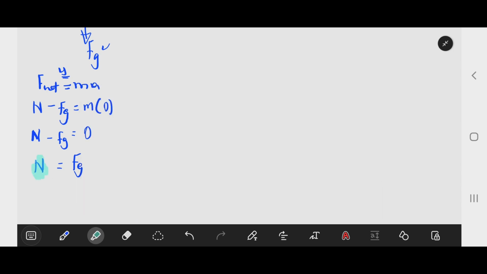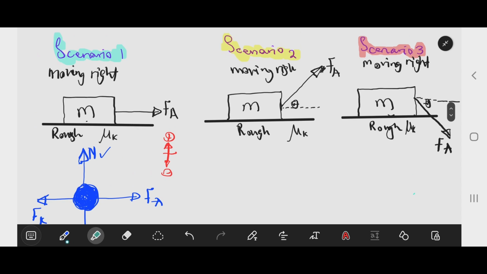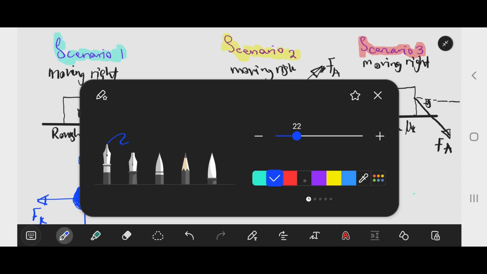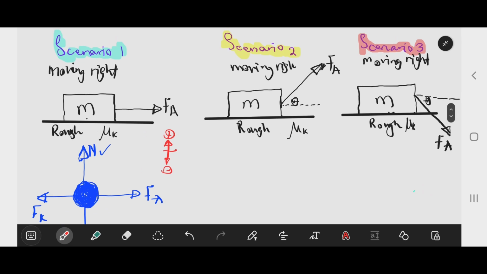So now we have the normal force being equal to Fg. So that is how we calculate our normal force for the first scenario. And you can calculate Fg by saying Fg is equal to mg, right? Okay, so my normal force is equal to Fg, which is mg for the first scenario. So let us go to the second scenario now. Let us calculate our normal force now.